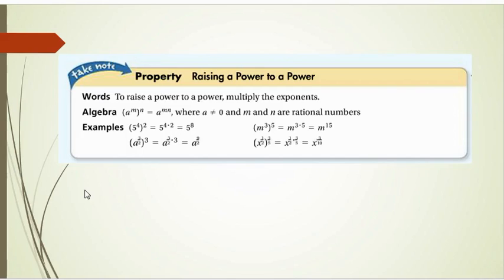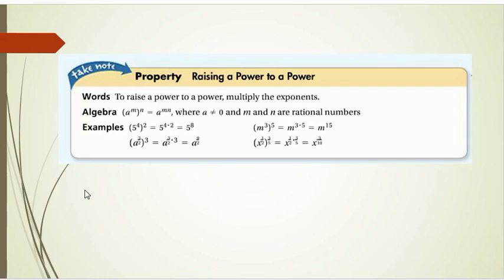We have 5 to the 4th power raised to the 2nd power. So that means I'm going to multiply 4 and 2, and I have 5 to the 8th. Same with fractions. If I have a to the 3 over 2, and raise that to the 3rd power, I have a to the 3 over 2 times 3. That means I now have a to the 9 over 2.